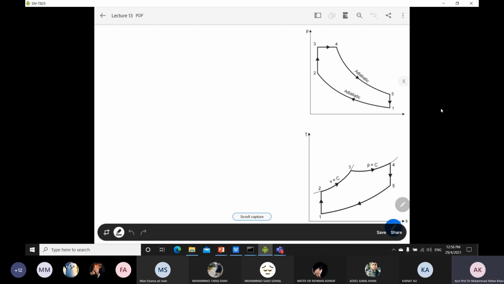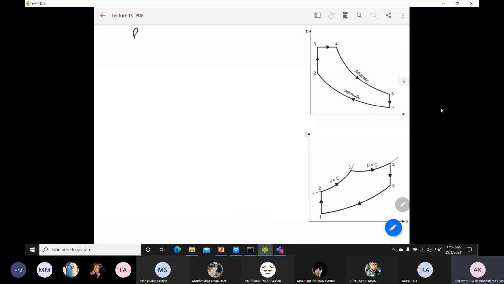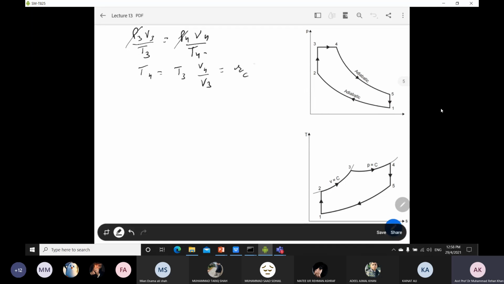Okay, so now between point number 3 and 4, it is a constant pressure heat addition process. So we can also write one equation between this process as well. So P3 V3 over T3 is equal to P4 V4 over T4. Okay, so as it is a constant pressure process, pressure will be eliminated from this side and T4 is equal to T3 V4 over V3, and also it will be RC because V4 over V3 is the cutoff ratio, and it into T3.